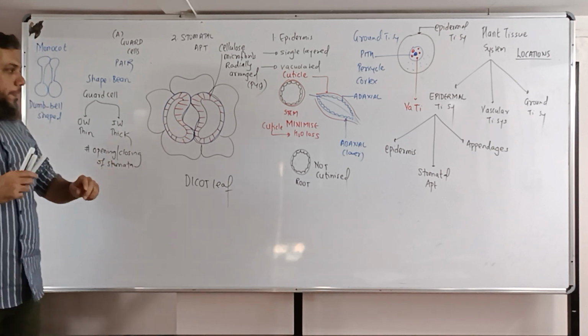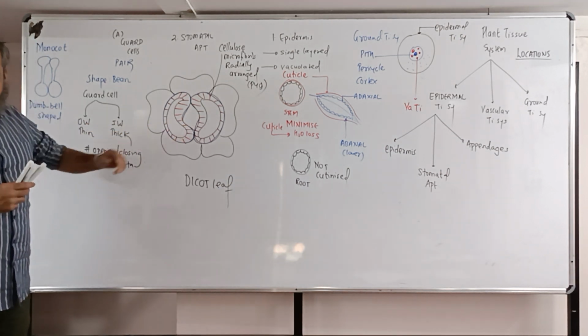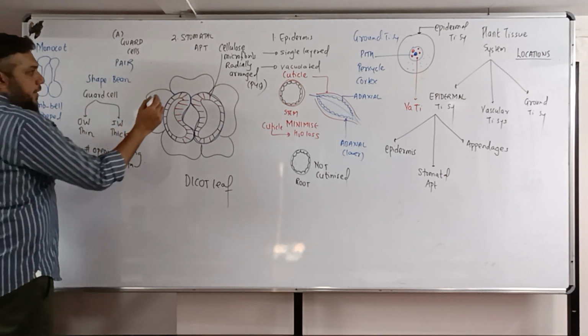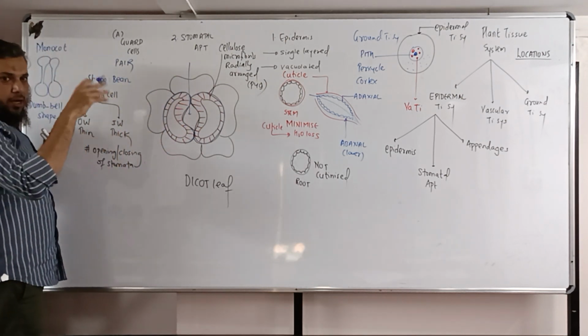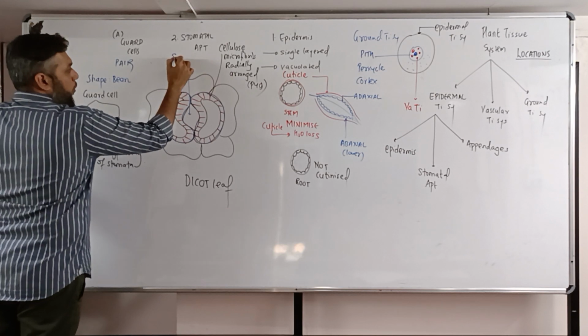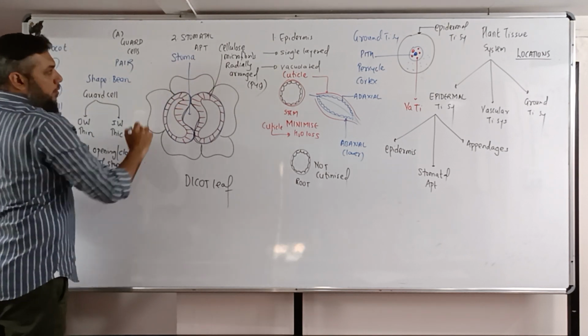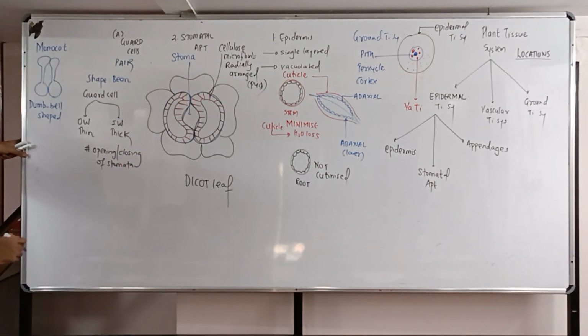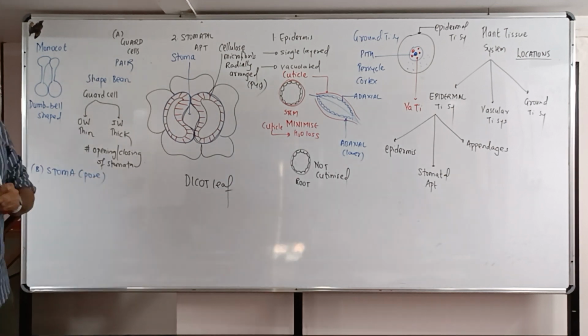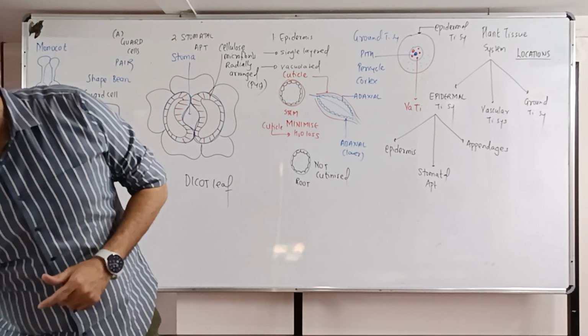Got my point? Between the two inner walls, you will see a crescent-shaped pore. Crescent means half moon, and the pore is called the stoma. What is the second part of the stomatal apparatus? It shows the presence of an elliptical pore, which is called stoma. I hope the class is following what I am saying.